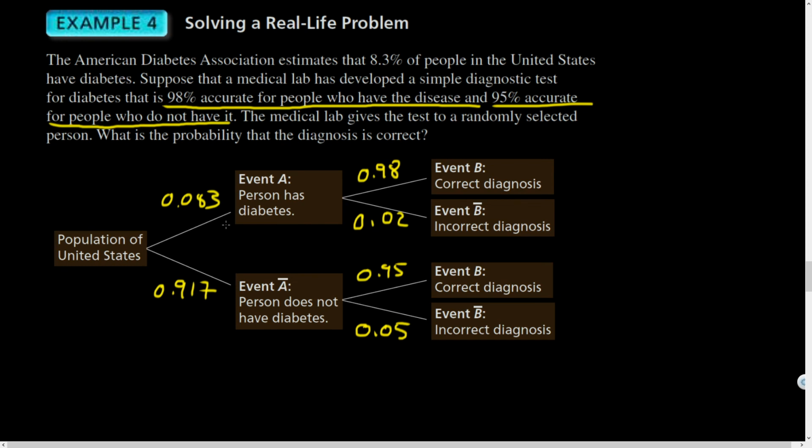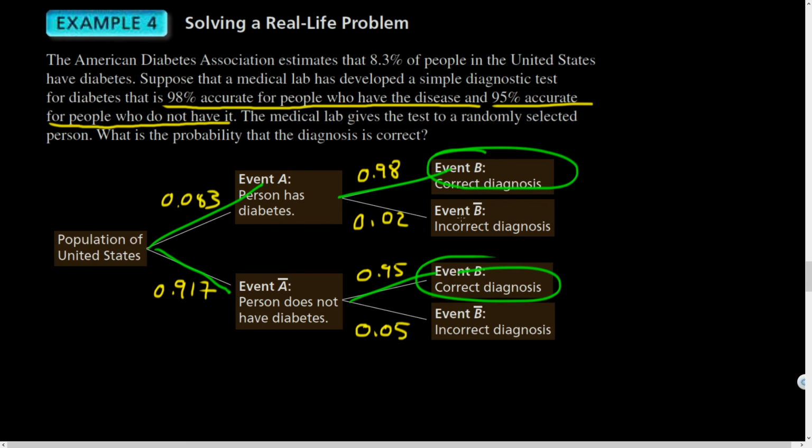So I've filled out this little flow chart just to keep track of these things because there's a lot going on. It says the medical lab gives a test to a randomly selected person. What is the probability that the diagnosis is correct? And so I'd be looking at this outcome, or for the tree diagram, I'm looking for this and this. I'm looking at this outcome to this outcome and this outcome to that outcome.